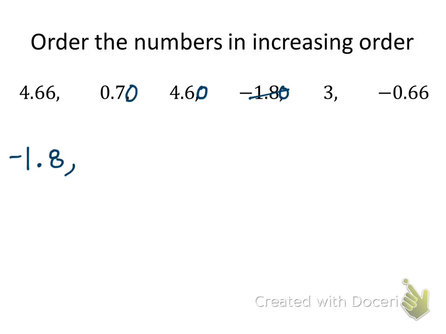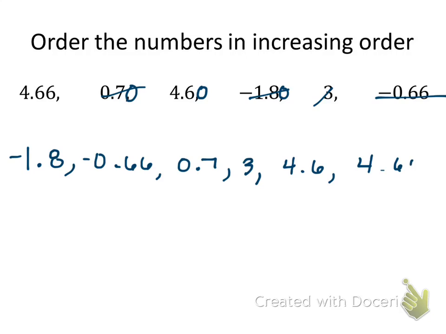Now, what's my next number? Clay? Negative 0.66. Very good. Now, what's my next number? We moved into the positive. Naomi? 0.7. Very good, 0.7. What's my next number? Madison? 3. Next number. Alex? 4.6. Very good, 4.6. And then last but not least, my biggest number is 4.66.